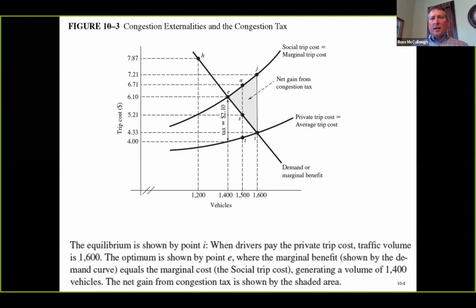We're going to try to get rid of the externality by internalizing some of that pay. So we can have a congestion tax. So we have point I, let's see here, point I is right here. And that is the private benefit and private costs. So that is the current market outcome of 1600. And the optimal outcome where the social benefit and the marginal private cost intersect is at 1400.